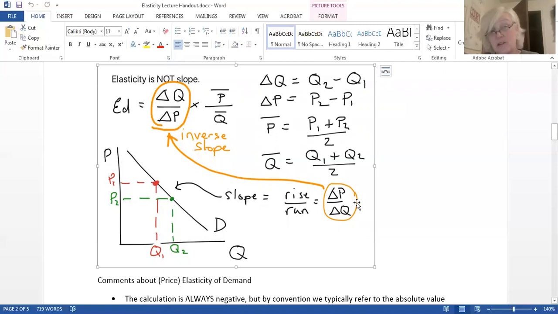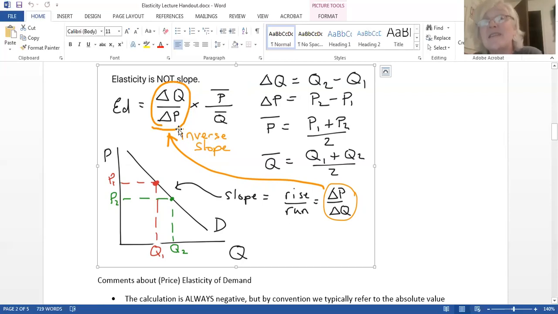Because the slope is constant, the inverse slope is also constant. So let's say if the slope was 3, the inverse slope would be 1/3, and whether it's 3 or 1/3, it's still going to be constant. However, elasticity of demand, if you look at the rest of the equation, is not just the inverse slope. It is the inverse slope multiplied by the ratio of the average price over the average quantity.